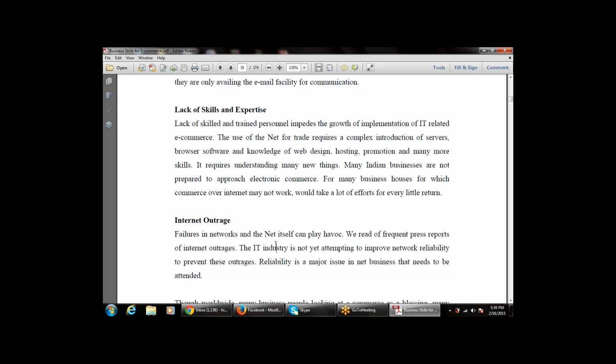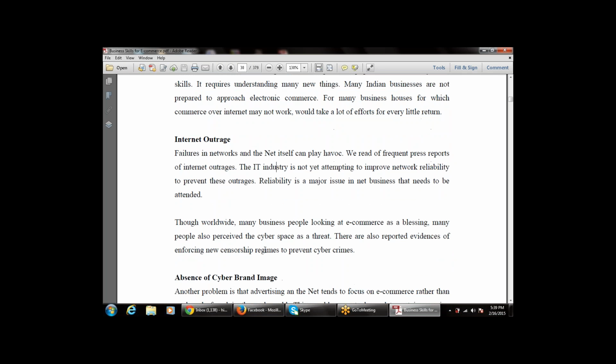Reliability is a major issue in net business that needs to be attended to. Though worldwide many business people look at e-commerce as a blessing, many people also perceive cyberspace as a threat. There is also reported evidence of enforcing new censorship rules to prevent cyber crimes. That is, there are new measures available that are used to prevent cyber crimes.